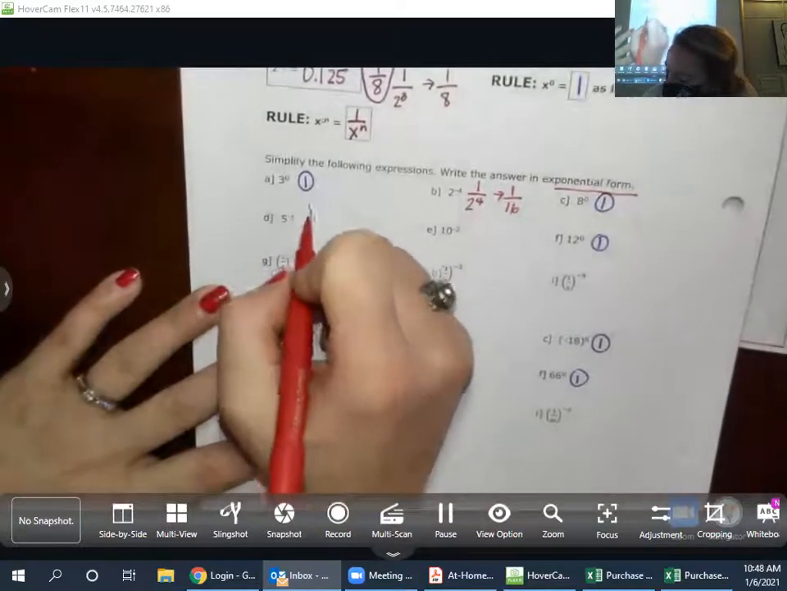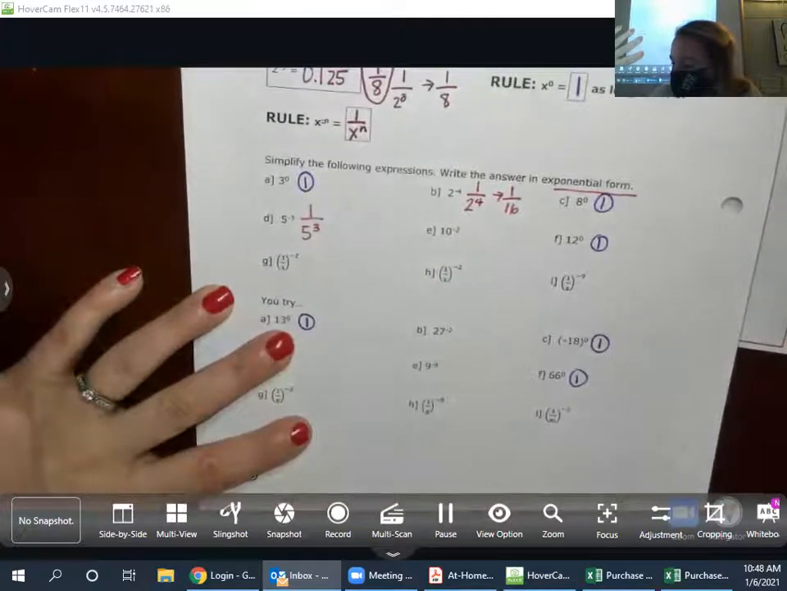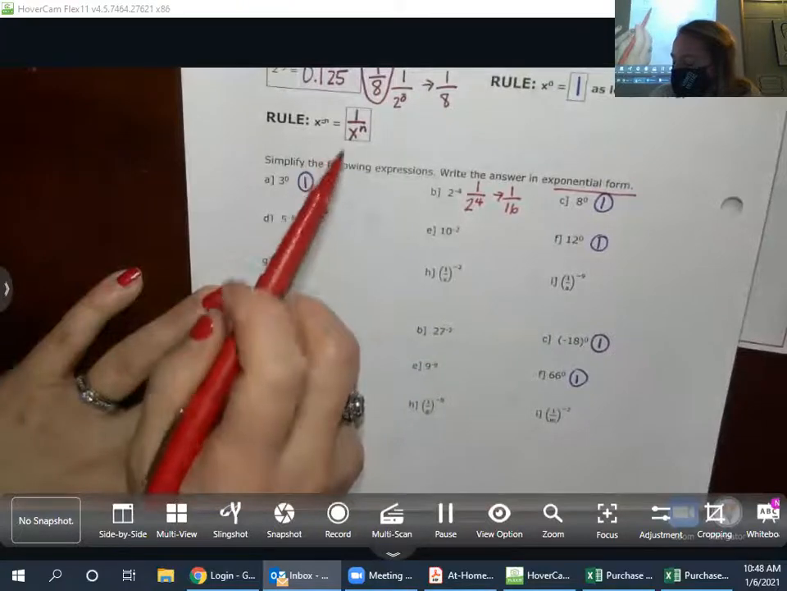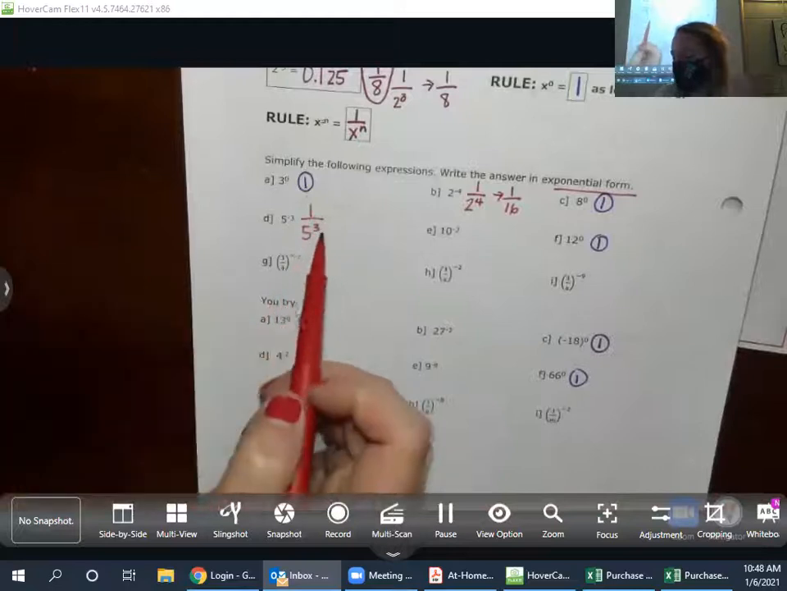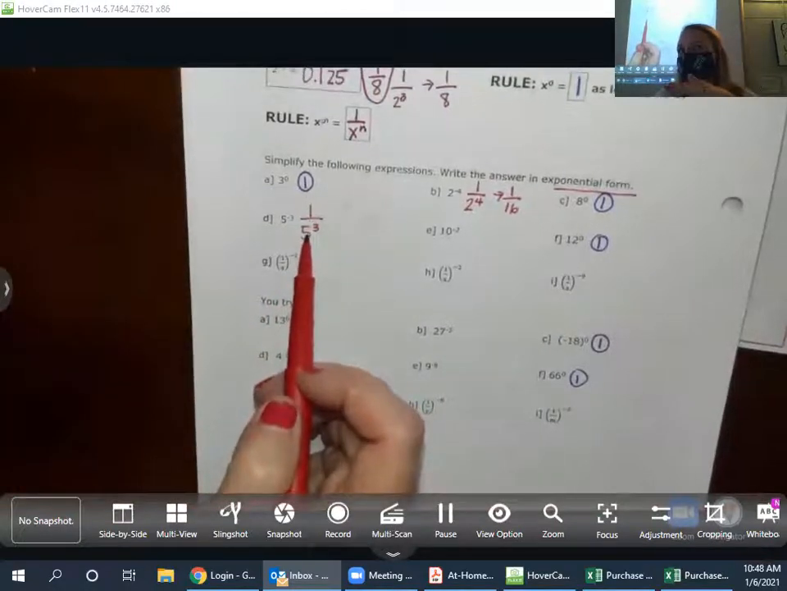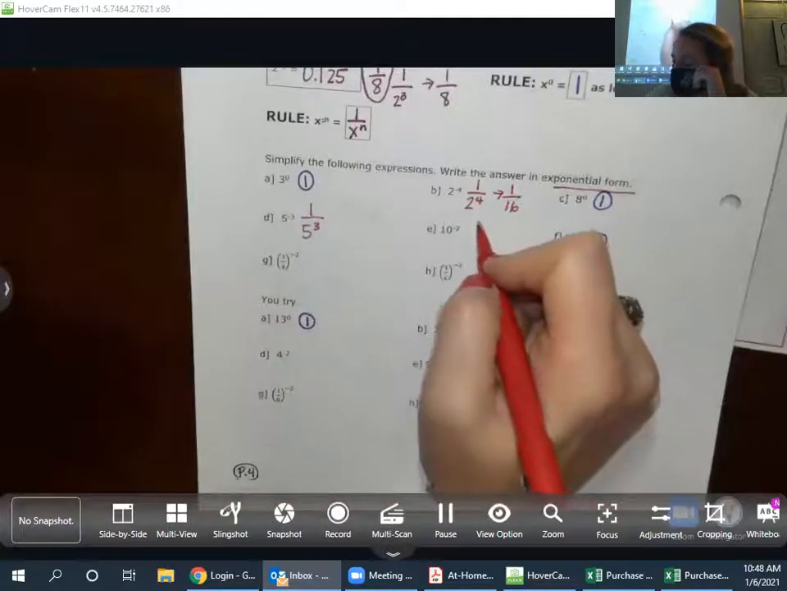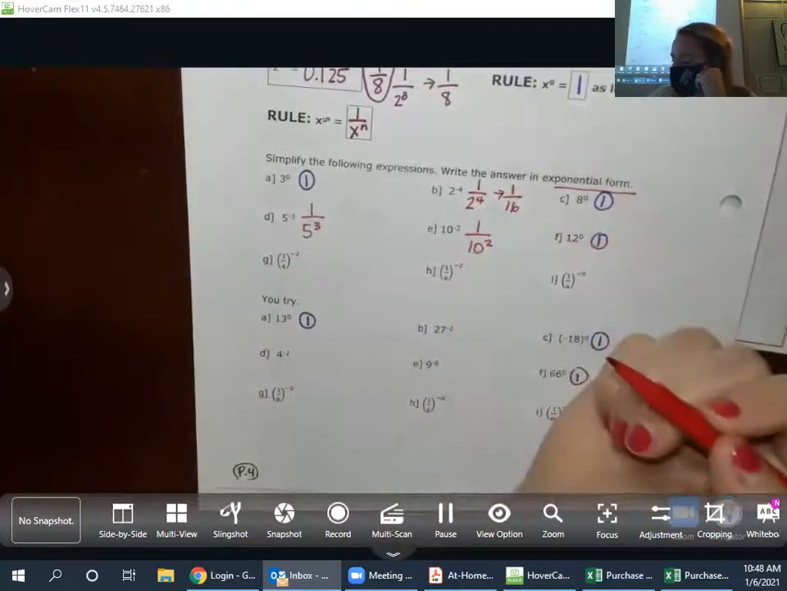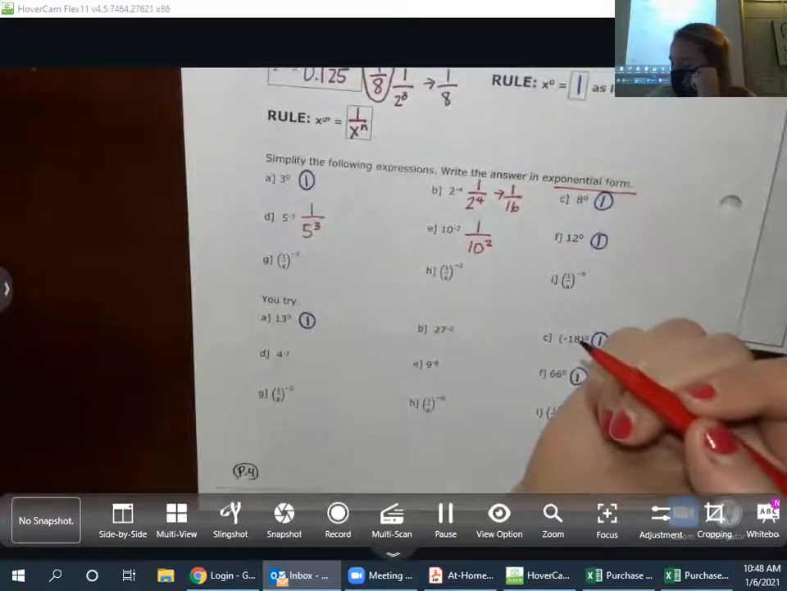So D, 1 over 5 to the 3rd. That's it. On D, it's a negative exponent. So our rule says when we have a negative exponent, we make the exponent positive and put it underneath a 1 in a fraction. So on E, it's 1 over 10 to the positive 2. You see that pattern? Okay.